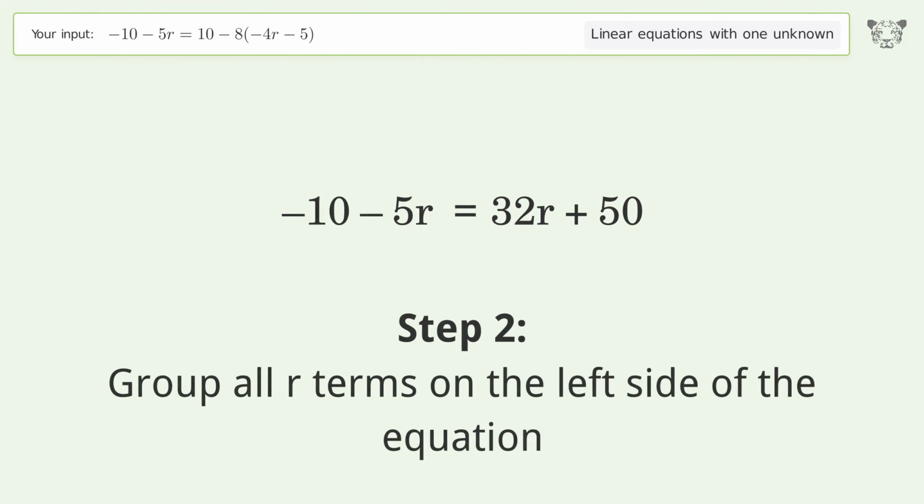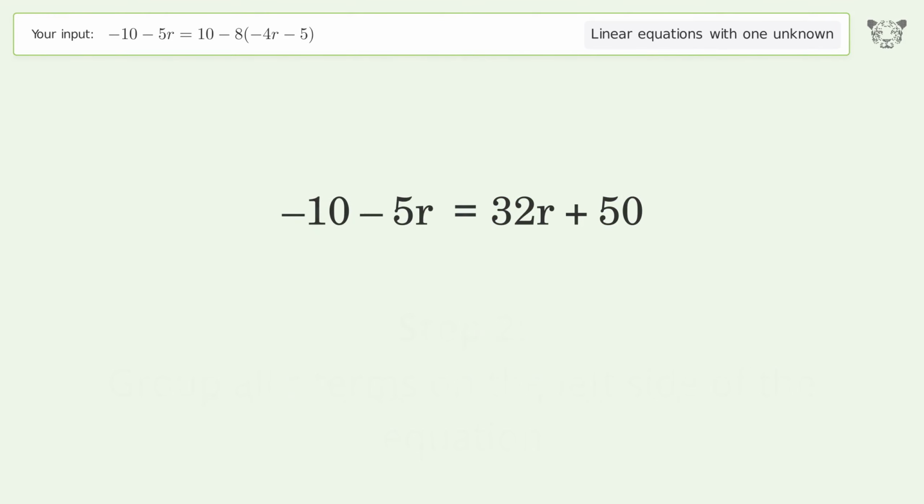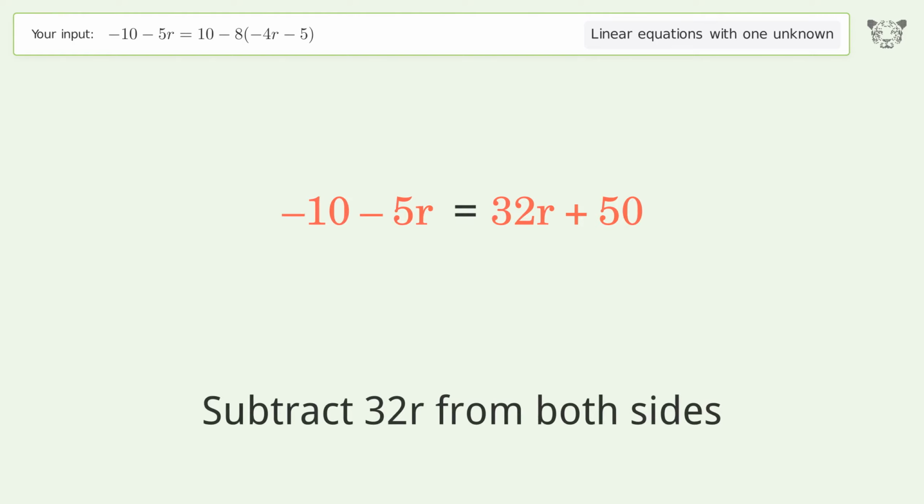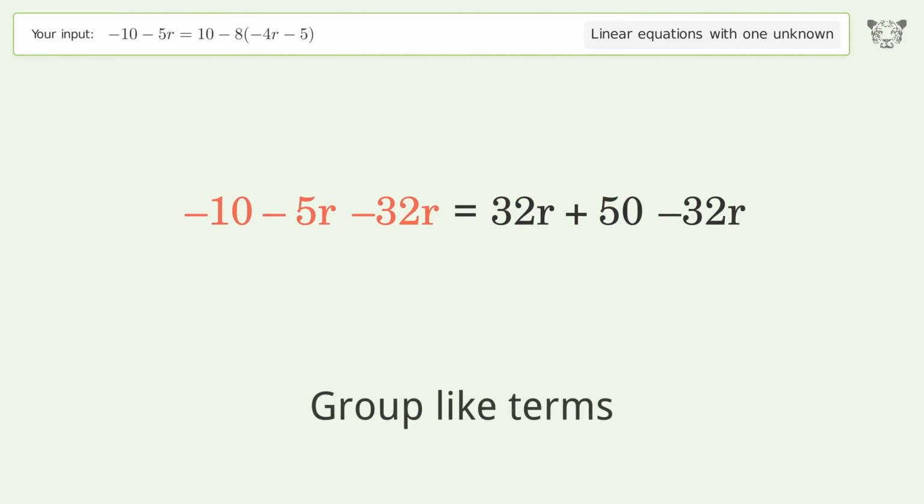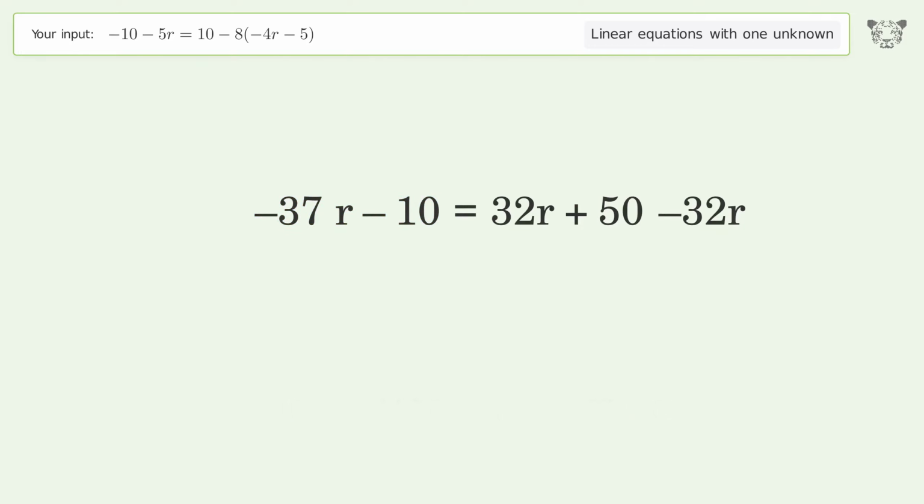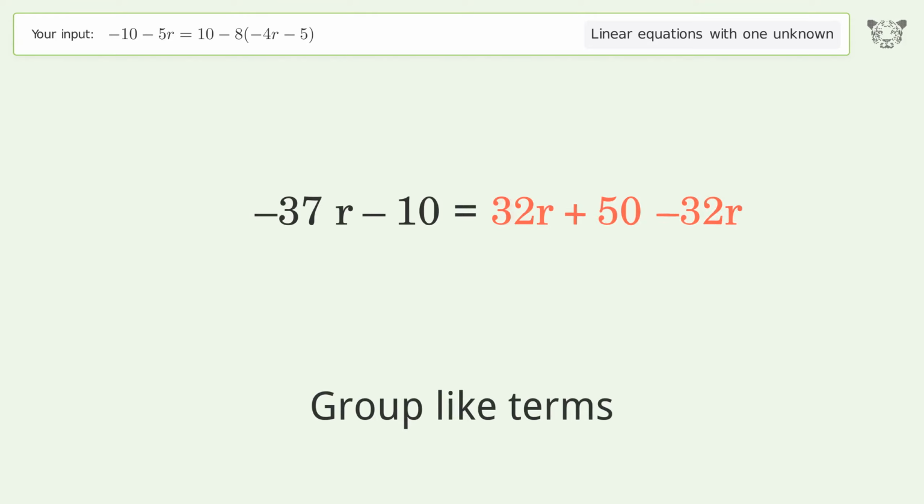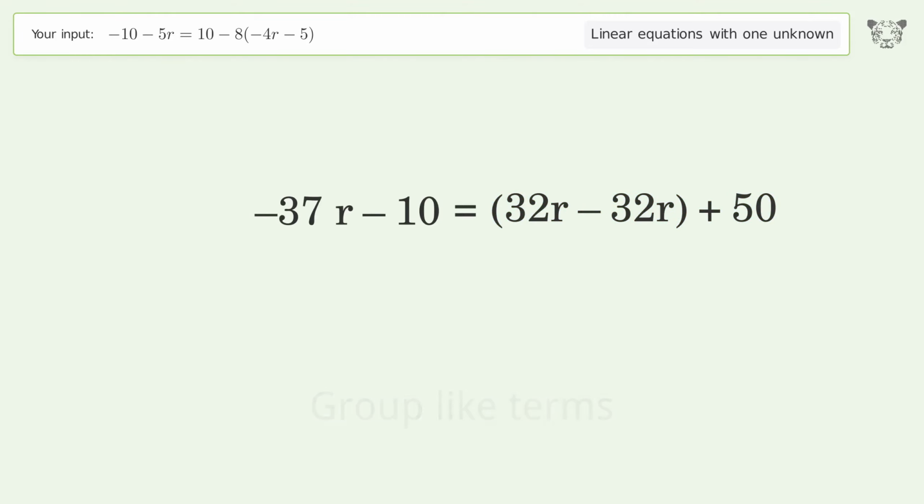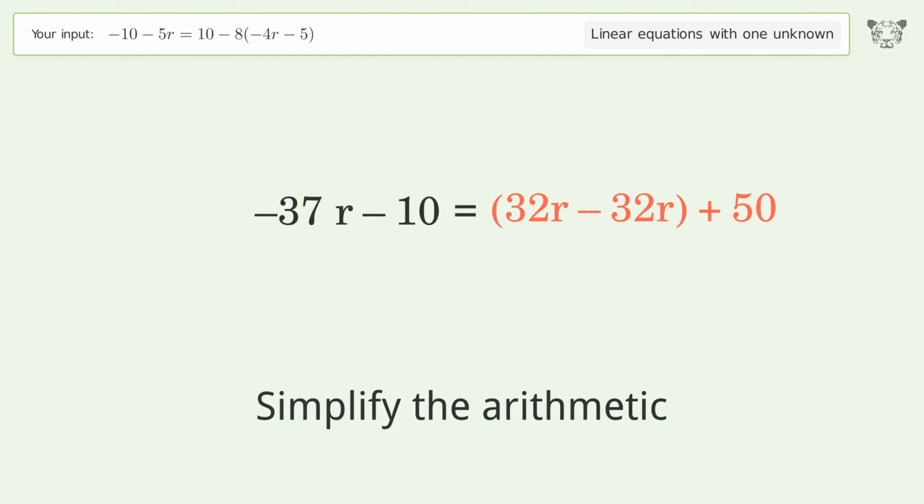Group all r terms on the left side of the equation. Subtract 32r from both sides. Group like terms. Simplify the arithmetic. Group like terms. Simplify the arithmetic.